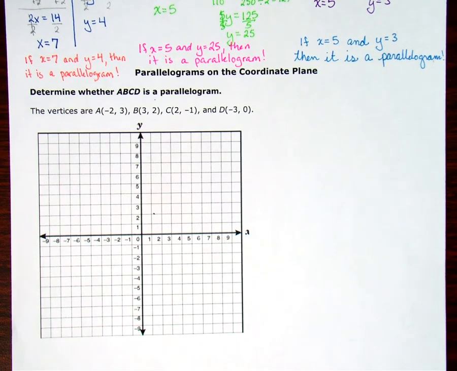Okay, so determine whether ABCD is a parallelogram. The first thing I want to do is graph it, right? Because I need to know where those 4 corners are so I can see it.